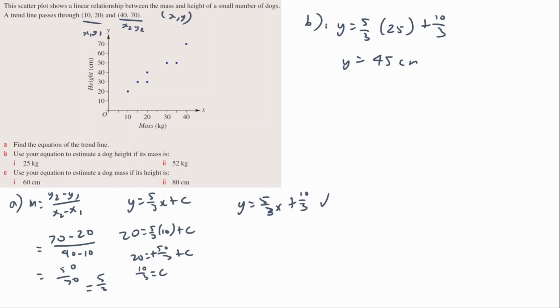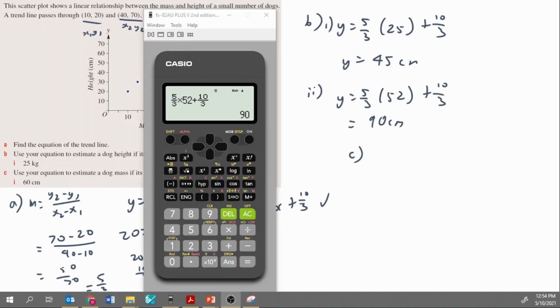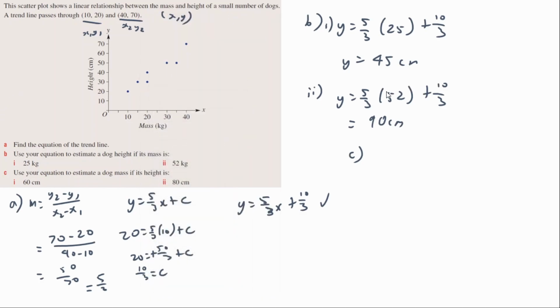Now part 2, we're just going to substitute 52 this time. So that gives you y equals 5 over 3 times 52 plus 10 over 3. And then put that straight into your calculator again. And that is what your calculator should look like and gives you an answer of 90. So if the dog is 52 kilograms, it is predicted to be 90 centimeters in length.